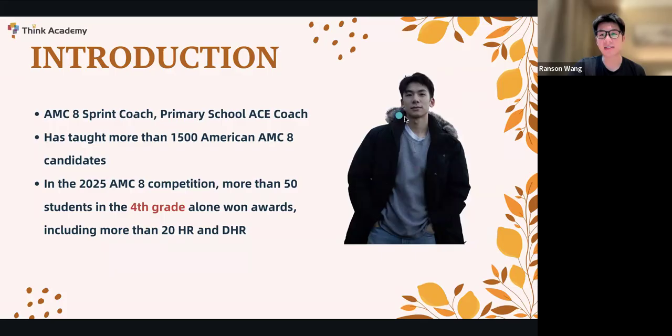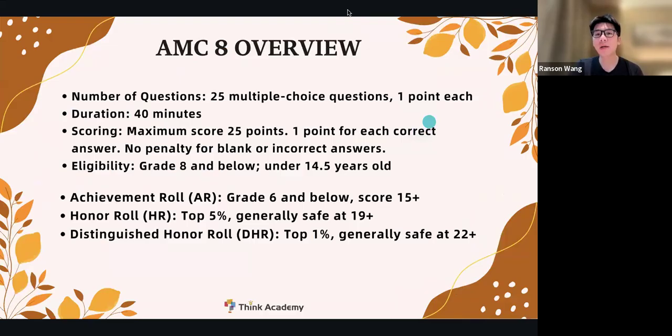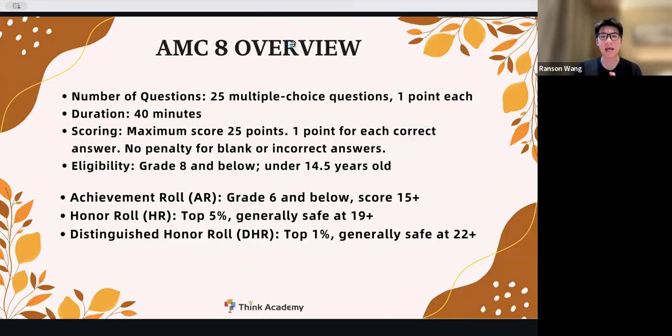Let's dive right into today's webinar. Before we talk about how to prepare for the MCA, let's have an MCA overview to know what the MCA is. First of all, MCA is the American Mathematics Competition 8, which means it's for grade 8 and below. For the eligibility, it requires students to be grade 8 and below, and also under 14.5 years old.